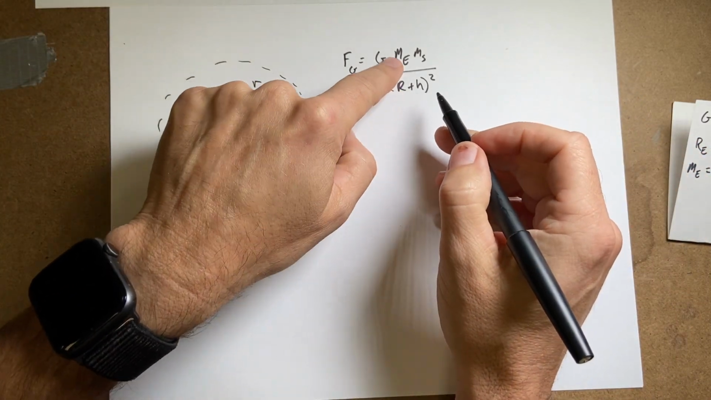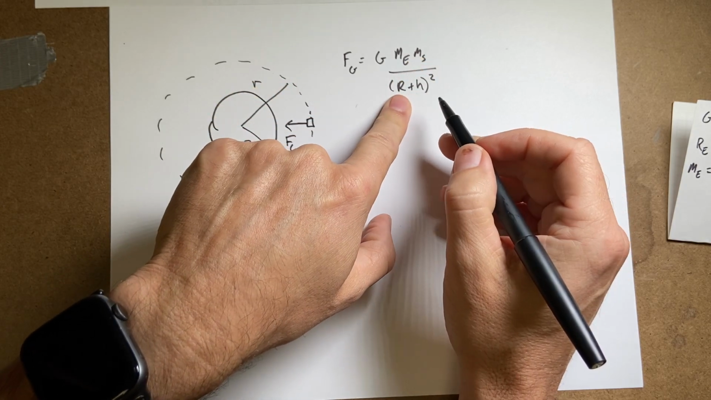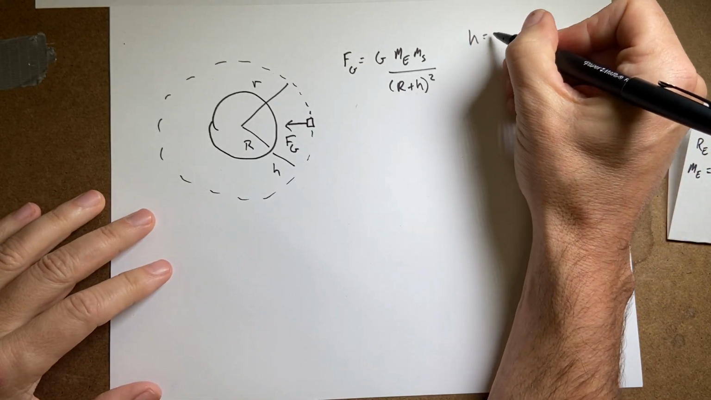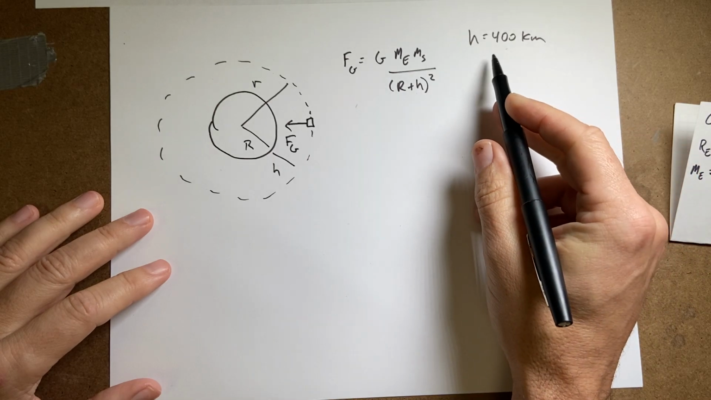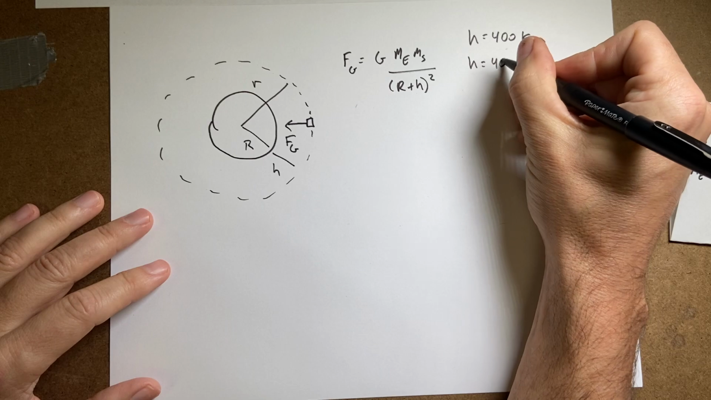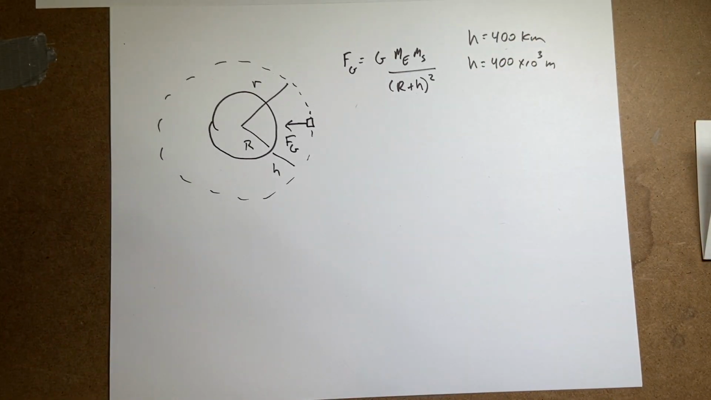All I did was put in the mass of the Earth, the mass, I haven't put in the numbers yet. I'll put that in a little bit. And the radius of the Earth plus the altitude. Now, I did say h was 400 kilometers. I'm going to need to convert that to meters because the radius of the Earth is in meters. So this is equal to 400 times 10 to the third meters.